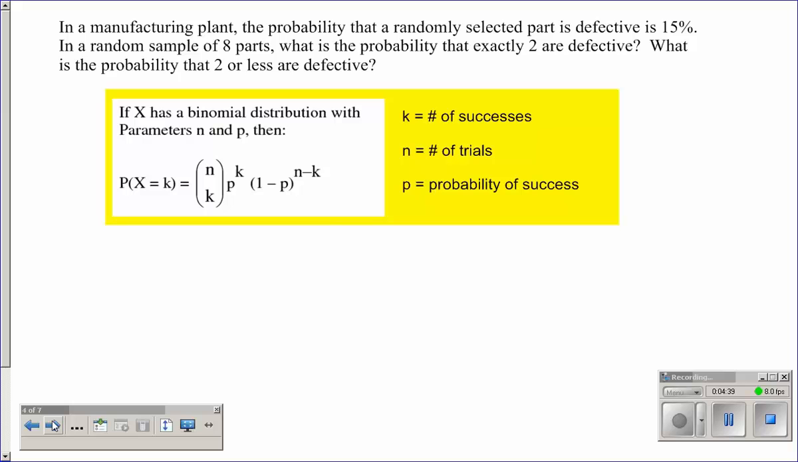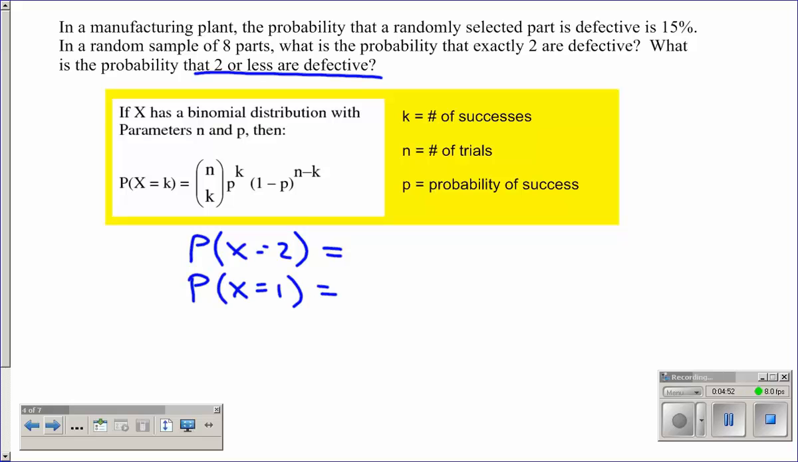Now, what is the probability that 2 or less are defective? Well, 2 or less means that we could have 2 defective parts, but we could also have 1 defective part. We could have 0 defective parts. And we need to take these 3 outcomes and add their probabilities together. Now the good news is we've already done the probability of 2. It's 0.2376. Let's very quickly walk through the next two.